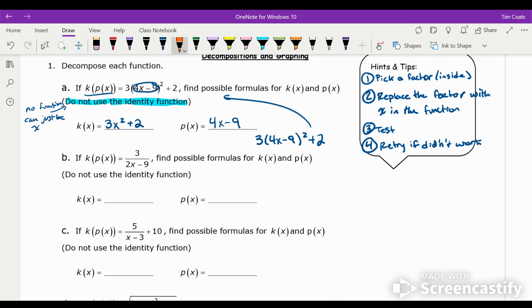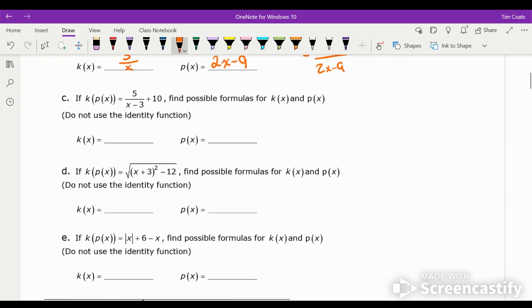One example would be 2x minus 9 as the inside. Then it says replace that factor, the 2x minus 9, with x. So our outside would be 3 over x. Now if we want to combine that, again, these look pretty simple. We replace the x with 2x minus 9, and you see this matches where we started, so those two are good.